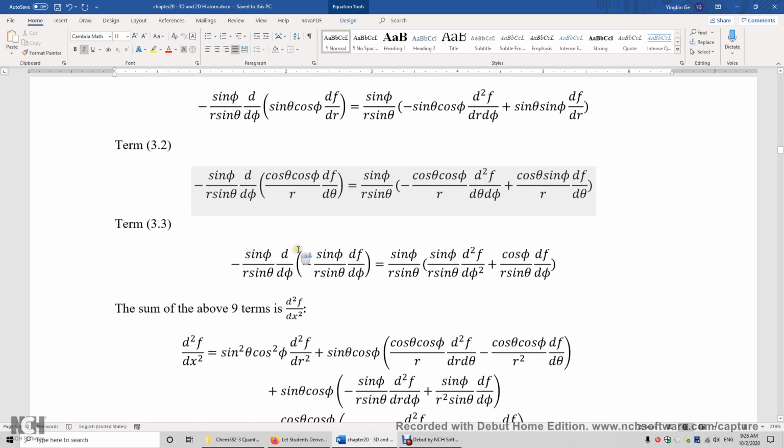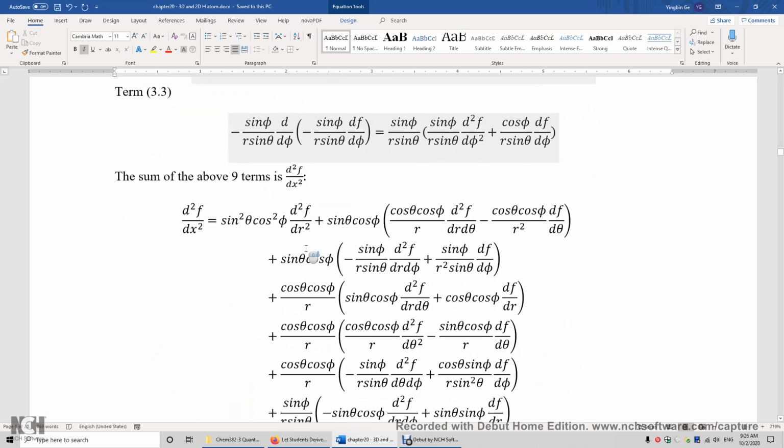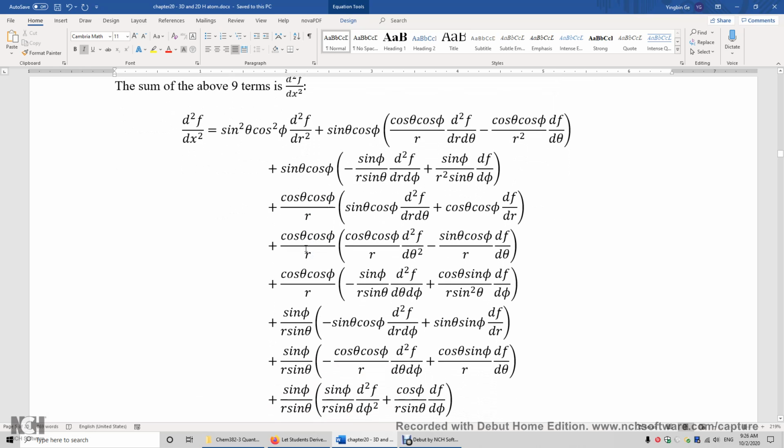So we got all those terms, and we need to put them together. So let's look at the sum. So I put them together. This is 1.1, 1.2, 1.3, 2.1, 2.2, 2.3, 3.1, 3.2, 3.3. So a total of 9 terms.